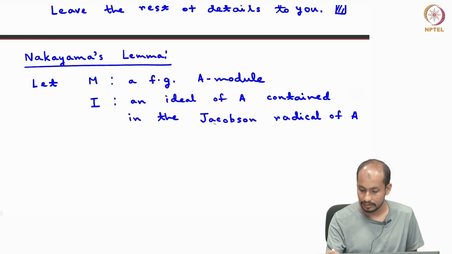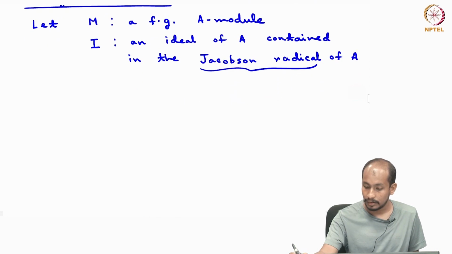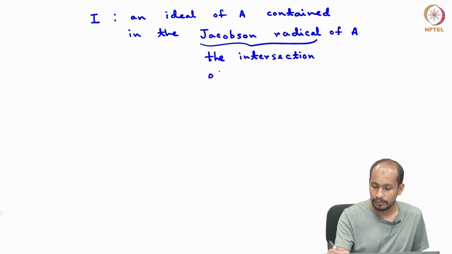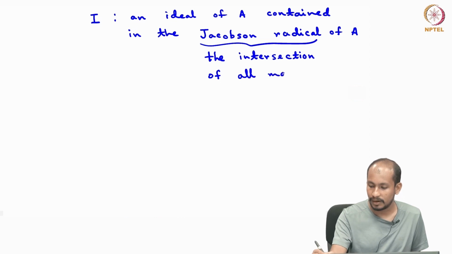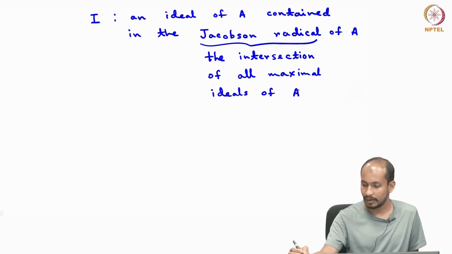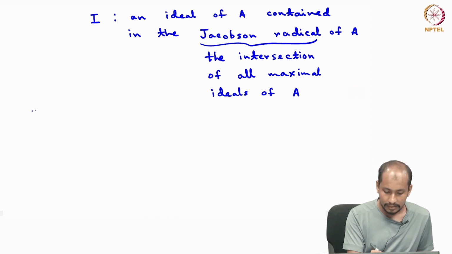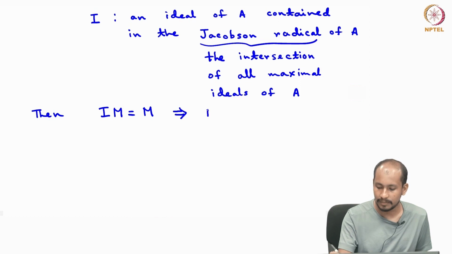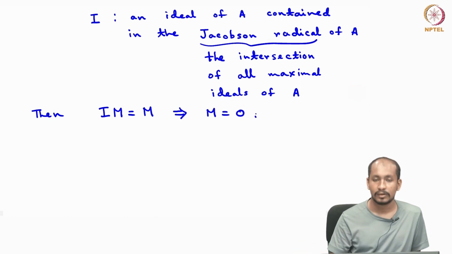What is a Jacobson radical? This is nothing but the intersection of all maximal ideals of A. Okay. Then Nakayama's lemma states that I times M equals M. This will imply that M is the 0 module. So this is Nakayama's lemma.